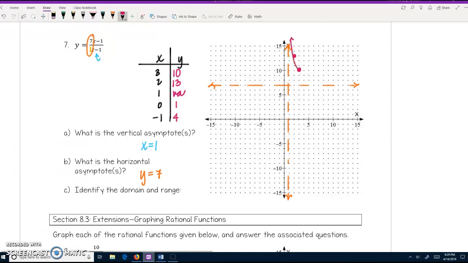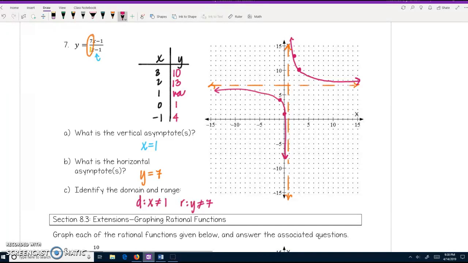So this piece of the graph kind of comes down like this. And then on the other side, I have (0, 1), and then I have (-1, 4). So this graph is kind of coming along this way, going through those 2 points and down here. And then I can go ahead and talk about the domain and range. So my domain is that x cannot be 1, and my range is that y cannot be 7.